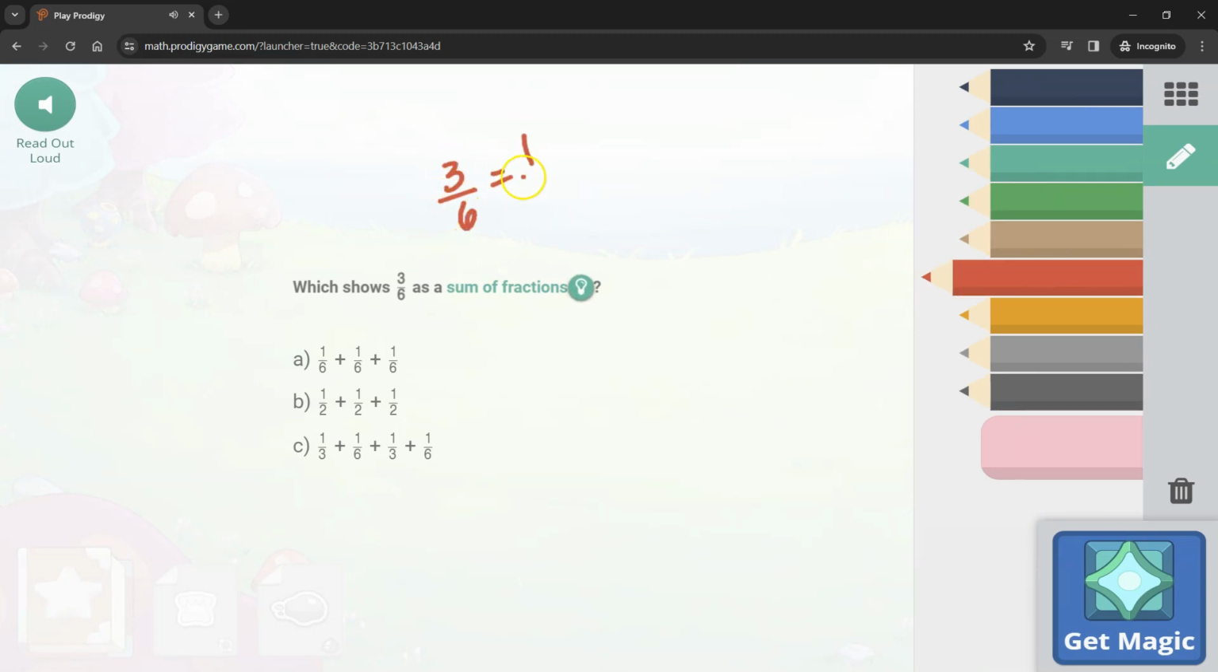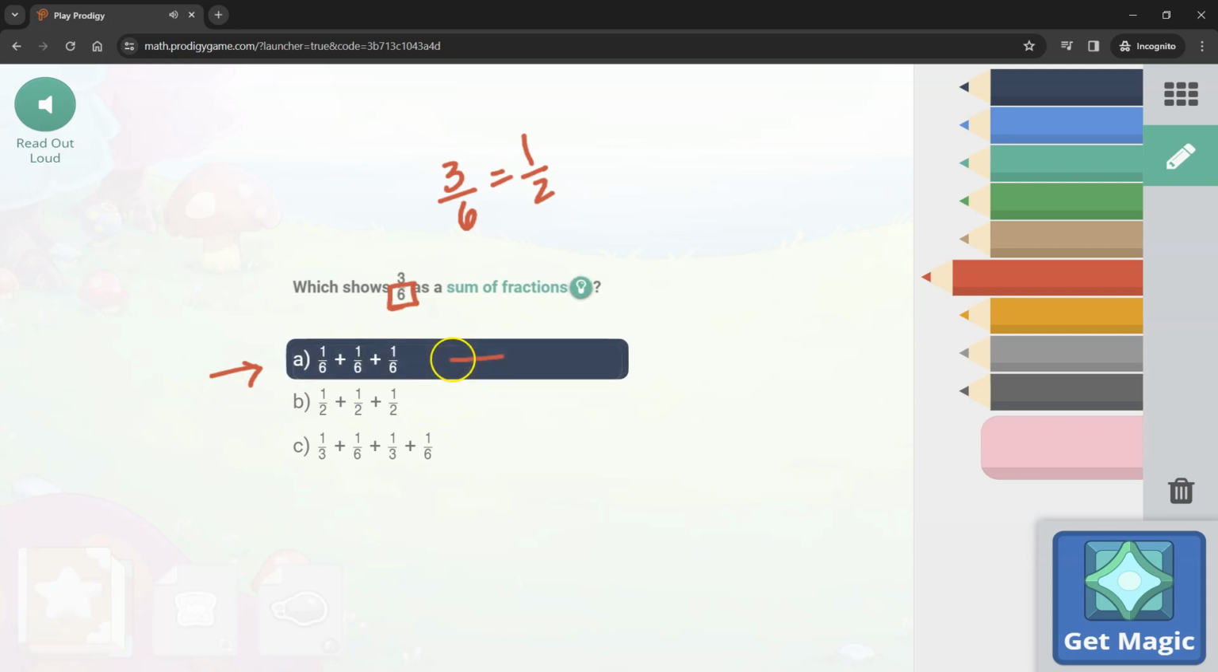3/6 really reduces to 1/2. But the main thing we see is 6's in the denominator. Letter A is the only one that has 6's in the denominator. Whenever the denominators are the same, here's a trick. All you need to do is just add the numerators, and that gives you the answer.